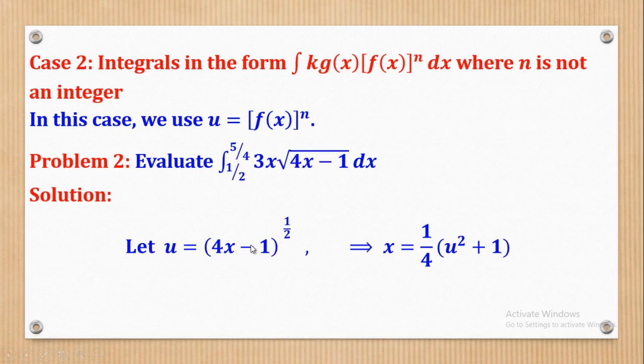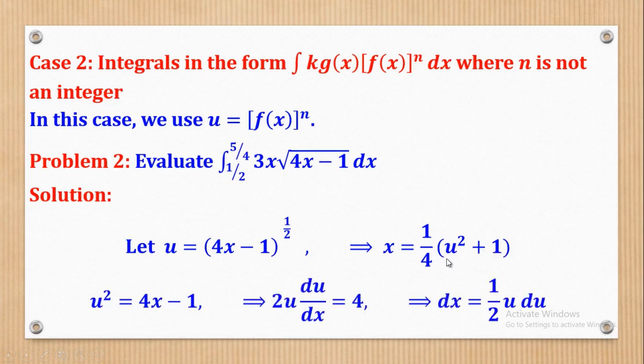So I want to integrate this. But before I integrate, I have to remember that when I make x the subject, I'll come up with x being equal to 1 over 4 in brackets, it will be u squared plus 1. So in this case, to integrate easily, I have to first square both sides so that I get u squared equal to 4x minus 1. Now I will differentiate both sides with respect to x. If I differentiate this with respect to x, I'll come up with 2u du/dx being equal to, when I differentiate this side with respect to x, I'll come up with 4. So in that case, when I make dx the subject, I'll come up with dx being equal to 1 over 2 u du.